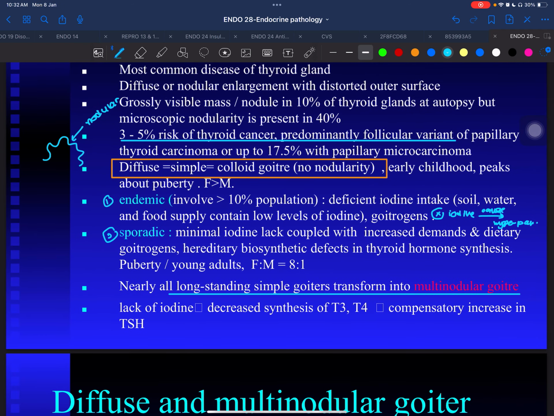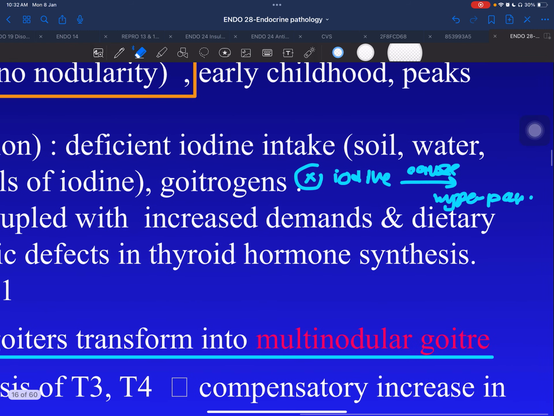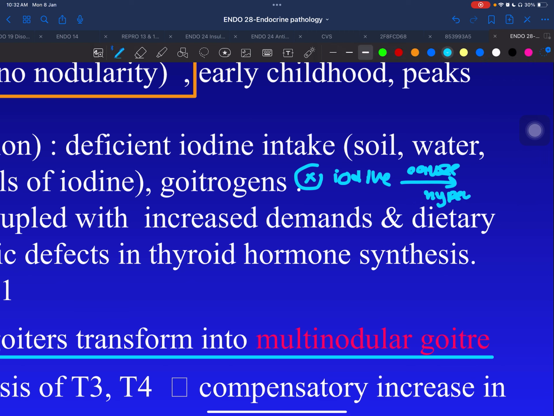Okay, and goitrogens, eating vegetables that are goitrogens. What are the vegetables called goitrogens? It can cause goiter. Cabbage are goitrogens. It can cause goiter. Okay, there are other foods.